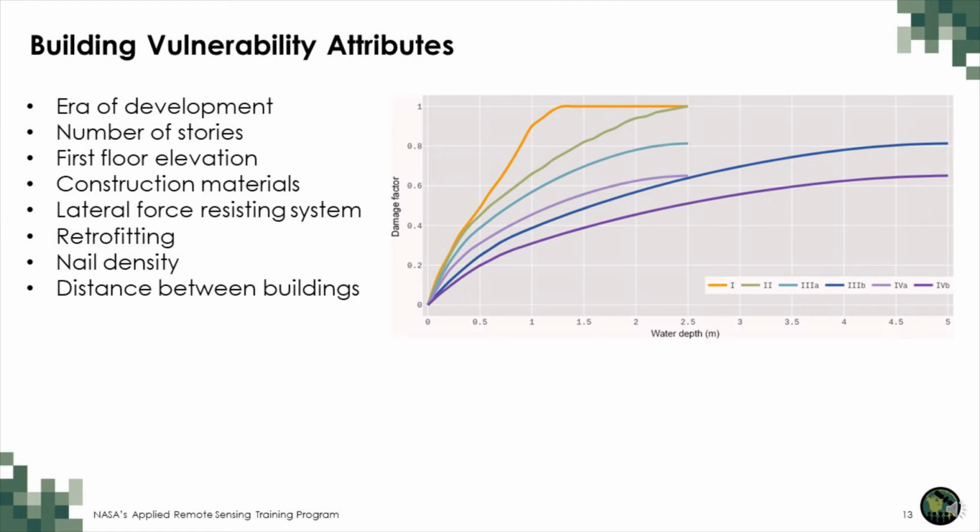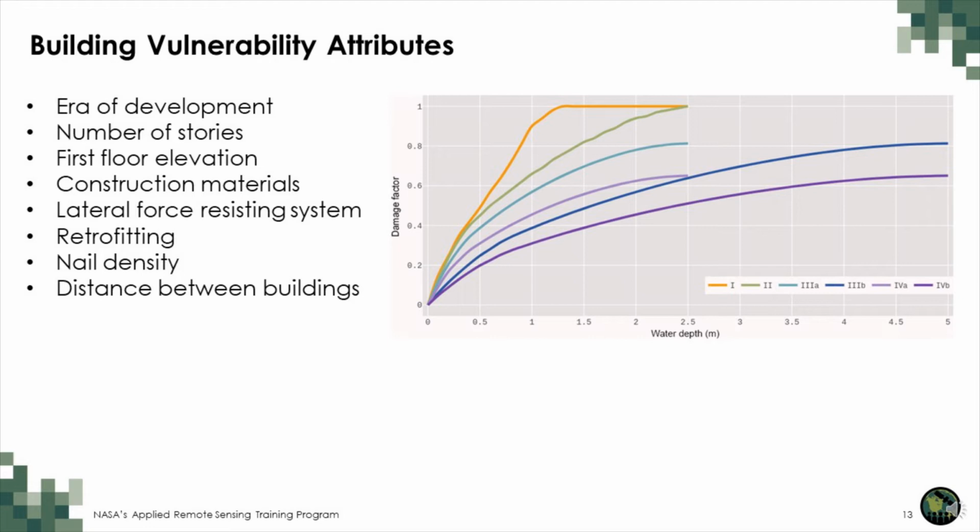All right, building vulnerability attributes. These are the attributes of the buildings themselves that can be directly mapped to a damage function that allows you to estimate the damage given, say, depth of flooding in meters, as we've got here on the right. This is an example of various damage functions for flooding based on different rigors of construction.